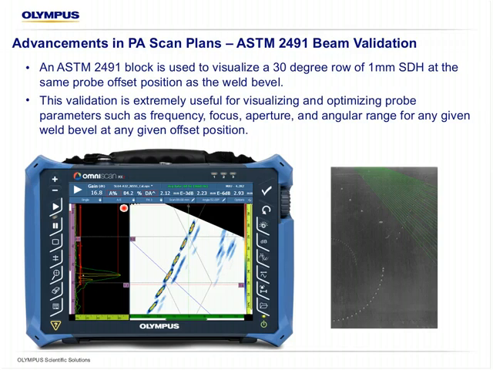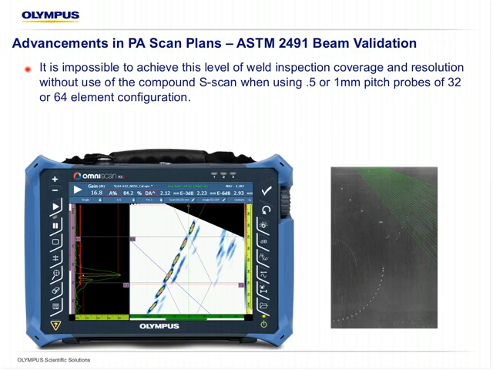This validation is extremely useful for visualizing and optimizing probe parameters, such as the benefit of using a higher frequency, the focus of a particular inspection, the benefits of more elements in our aperture, and our selected angular range for any given weld bevel at any given offset position or sound path.